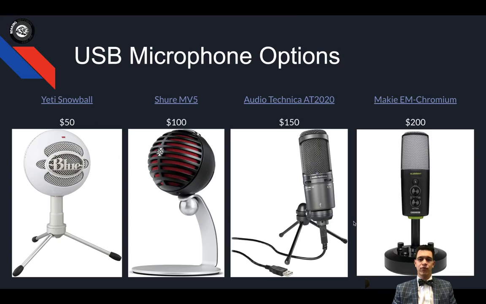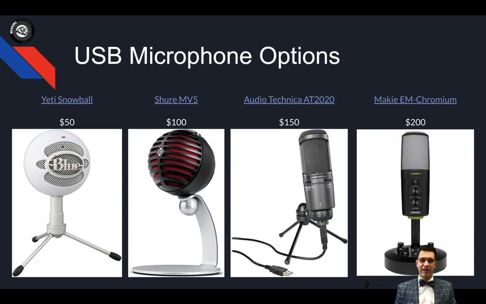So there are 4 options here that I think are pretty good. The cheapest that I think you would want to go with, if you were considering an audition, would be a Yeti Snowball. So for $50, you get the Yeti Snowball mic. You hook it up to your computer with USB, and you can then record your Zoom meeting with the Yeti Snowball set as your microphone, and you have a really solid recording to go with.